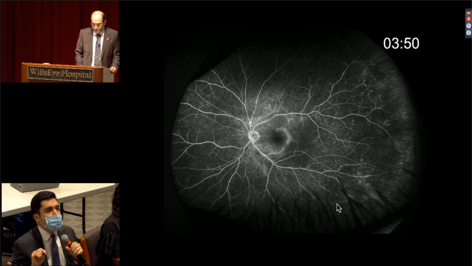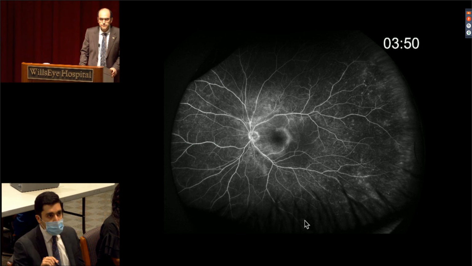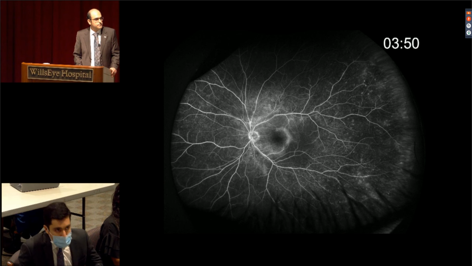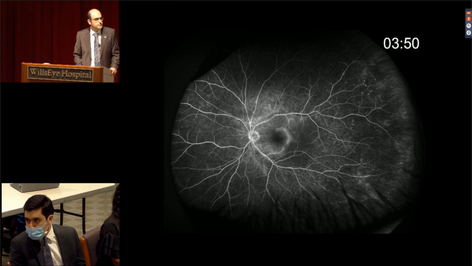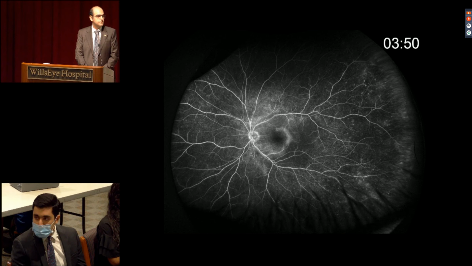JP, is the staining of the optic nerve there or not there for this kind of inflammatory condition? Yeah, it's usually there. But I would have expected it to stain more, wouldn't you? Not necessarily. I mean, it can really vary.